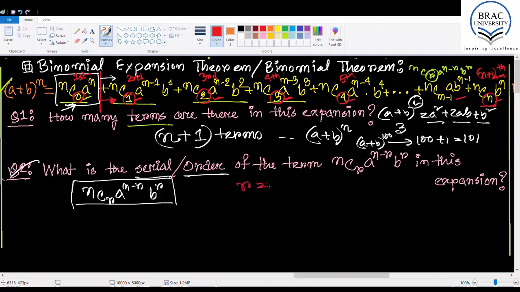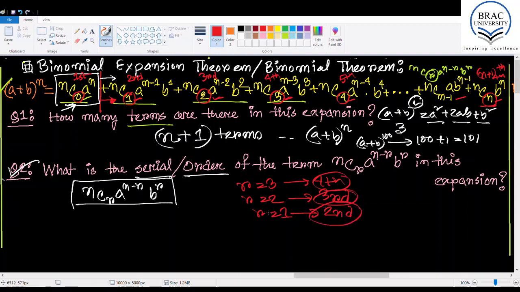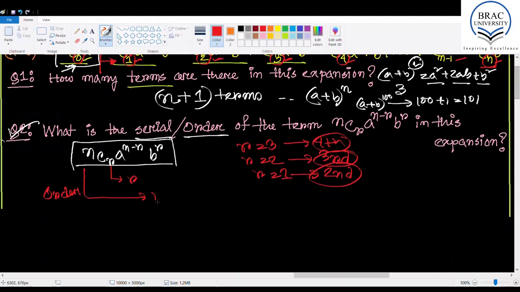If r equals 3, it is the fourth term. If r equals 2, it is the third term. If r equals 1, this is the second term. That means the order is 1 more than the r value. So here the r value is r, which means the order of this term will be r plus 1. So this will be the r plus 1th term of the expansion.